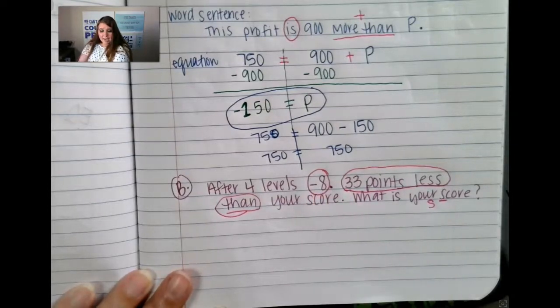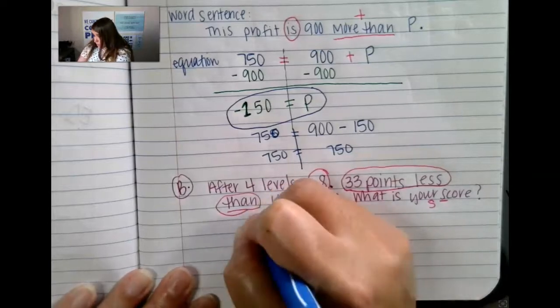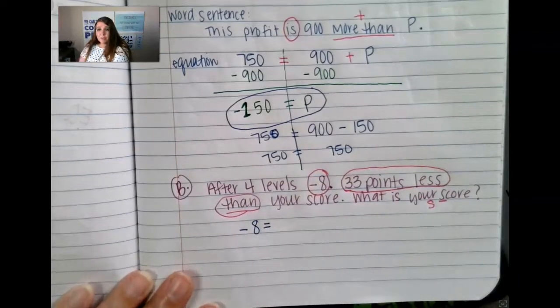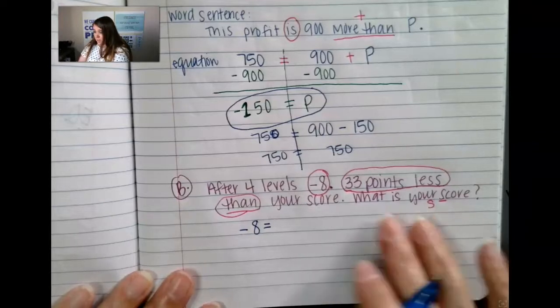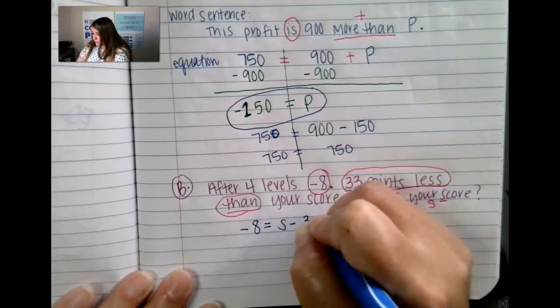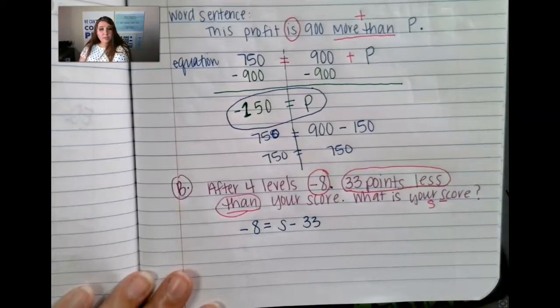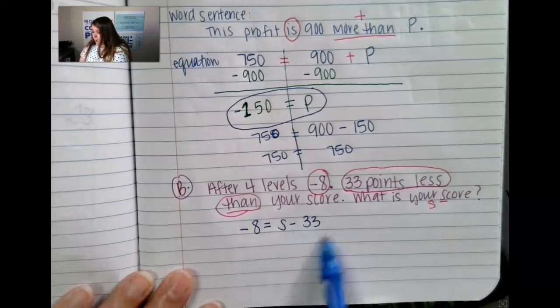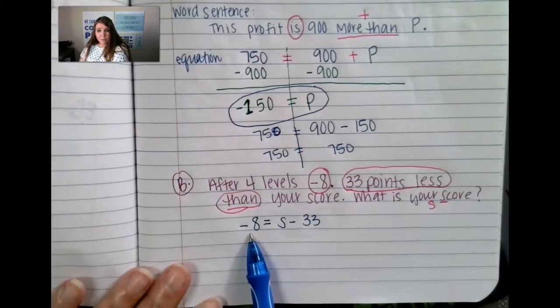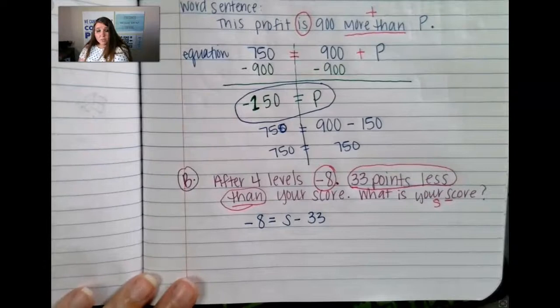So -8 is what it equals right now. So their score is -8. This is 33 less than the score that you have, S. So you have S, and -8 is 33 points less than S. So 33 points less than S is what you have, and your friend is on this side. So we need these to balance. So what we're going to do is we are going to solve this.